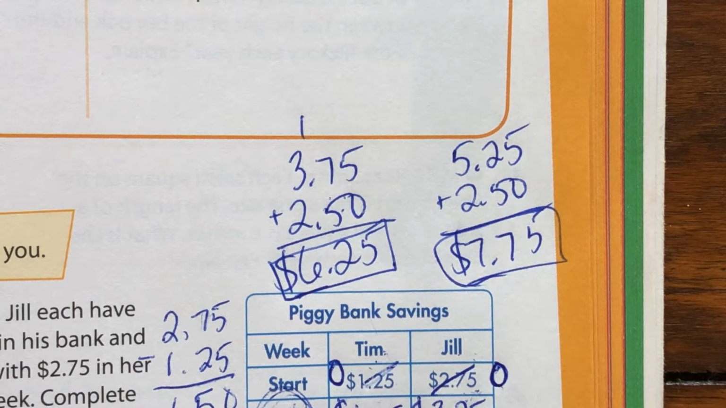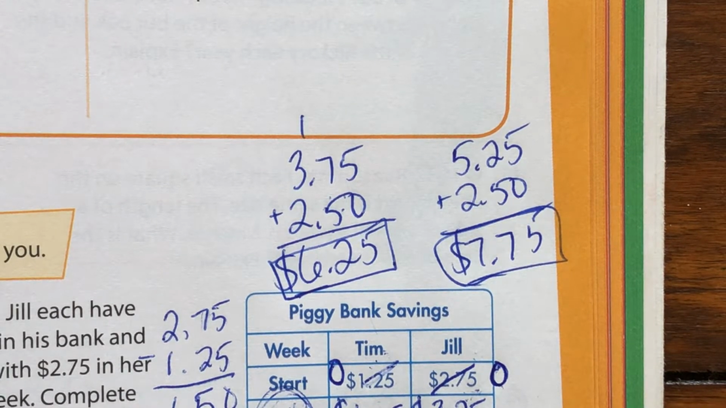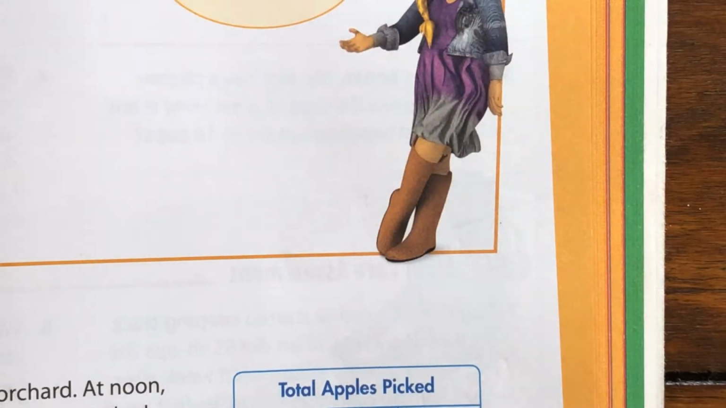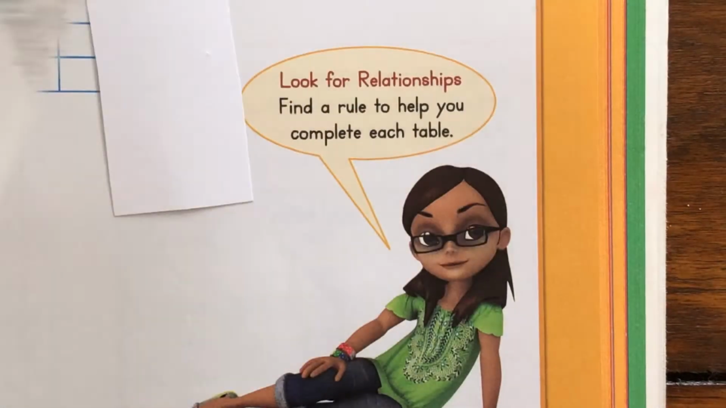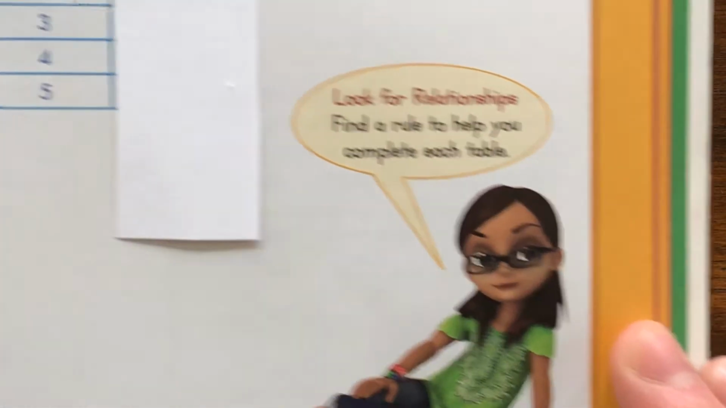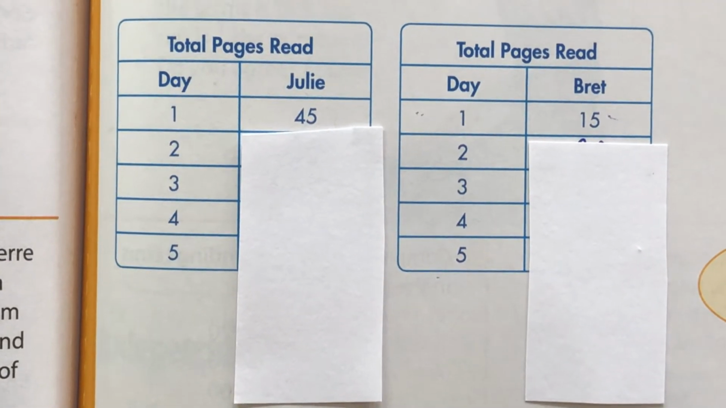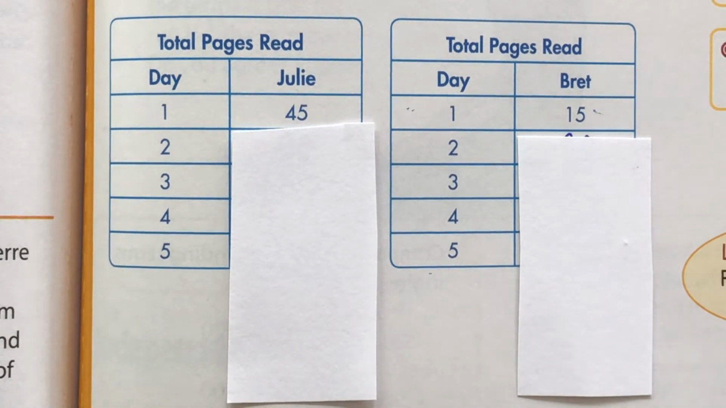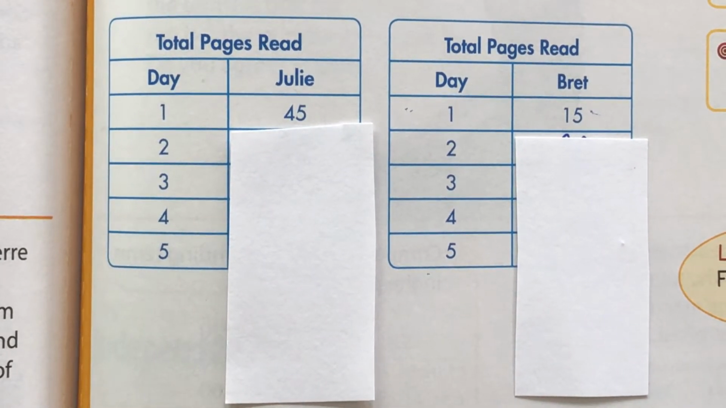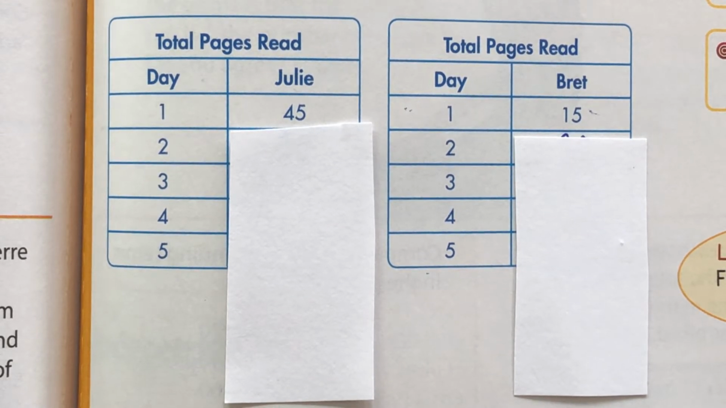All right. So today we're going to continue some of the patterns that we've been talking about. Right now, I am going to turn to page 819. I would suggest turning to page 819 in your workbook as well and completing this with me. The problem says, during summer vacation, Julie read 45 pages each day. Her brother Brett read 15 pages each day. Complete the tables to show how many pages each of them read after 5 days.